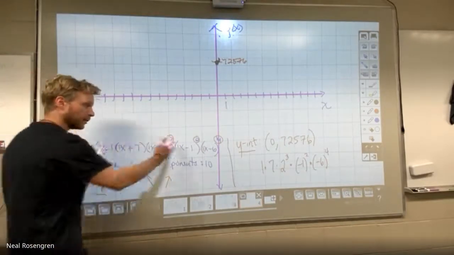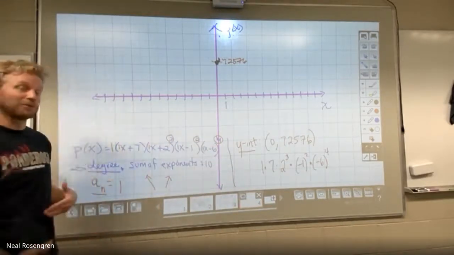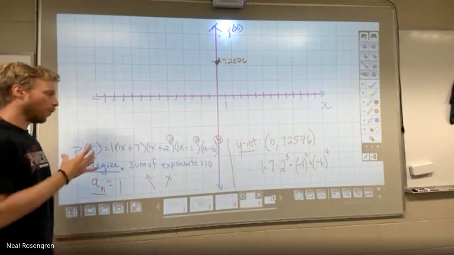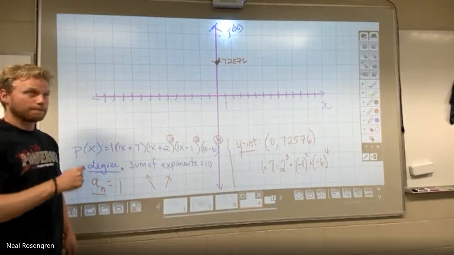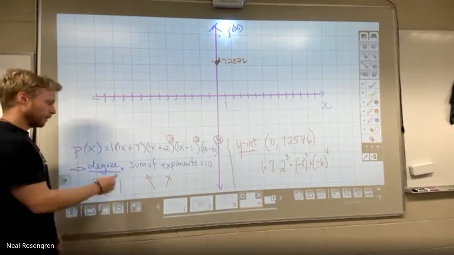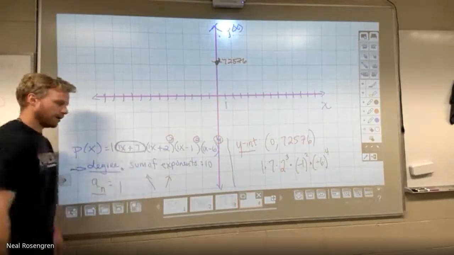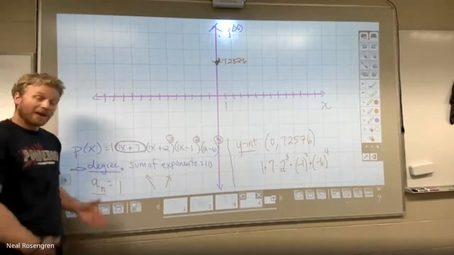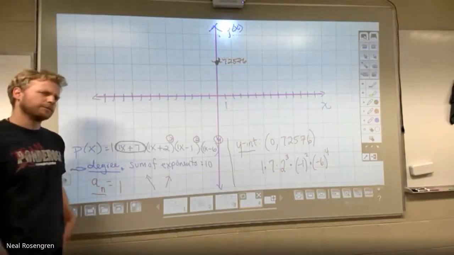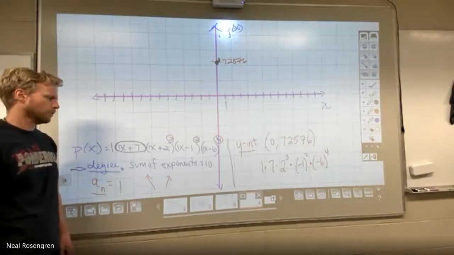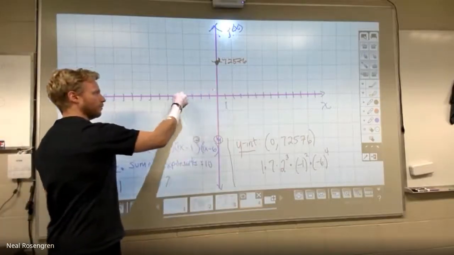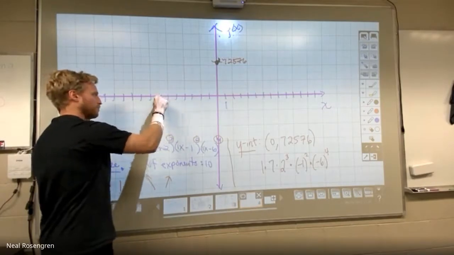Okay, and so take a look at these factors. The reason that we have it in this factored form that makes it so nice is it's really easy to tell where those x-intercepts are going to be, that's going to create a y value of 0. So take a look at this factor right here, x plus 7. If that factor by itself was set equal to 0, where would your x-intercepts be? Negative 7. Just the opposite, right? So I'm going to go negative 1, 2, 3, 4, 5, 6, negative 7. There's a point.